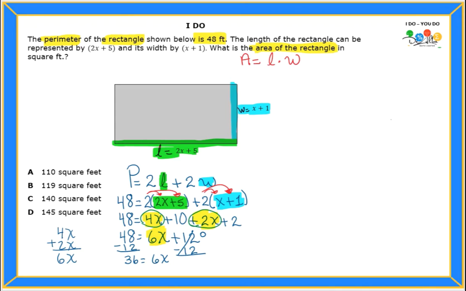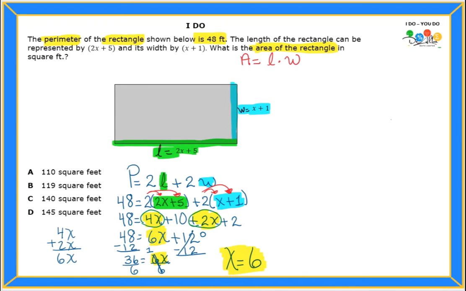What is the last thing that I need to do? Notice how my x is almost by itself, but I still need to eliminate the 6, which is done by dividing by 6, because it's multiplying. So I'm going to divide both sides by 6. 6 divided by 6 goes to a 1, which means 1x, and 36 divided by 6 gives me a 6. So my answer is x equals 6. I'm going to write it down on the side. So I got the value for x, but that's not the answer because they asked me to find the area.